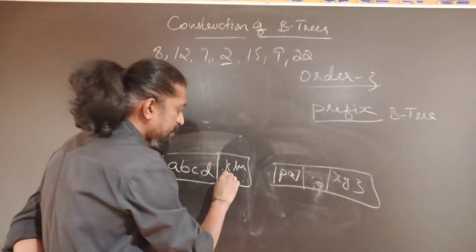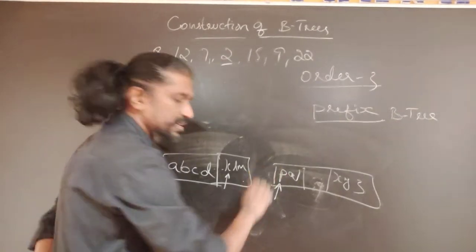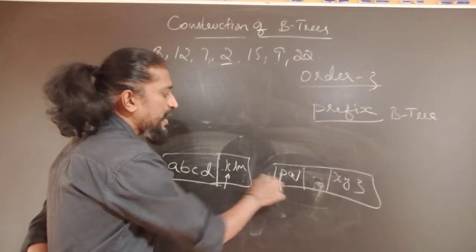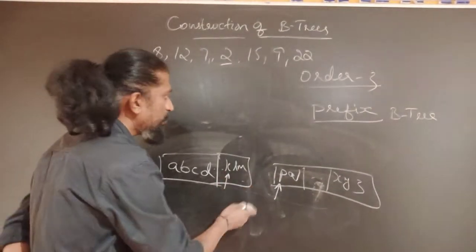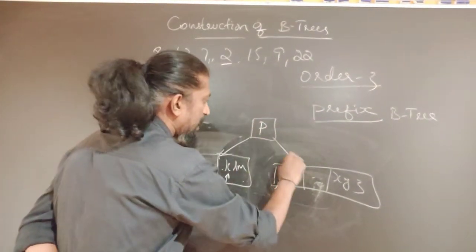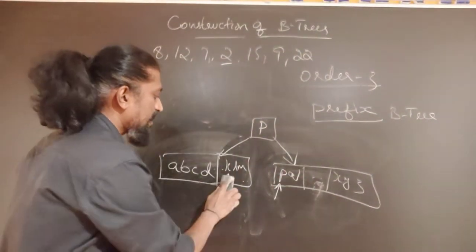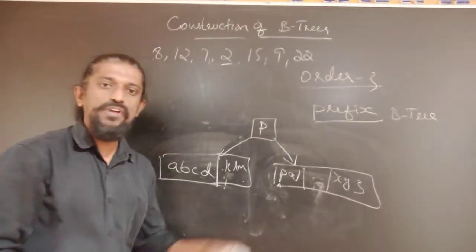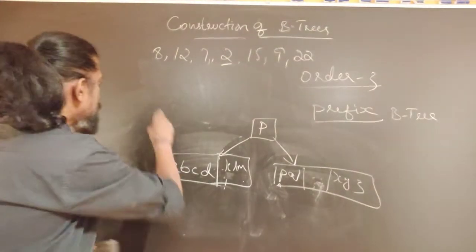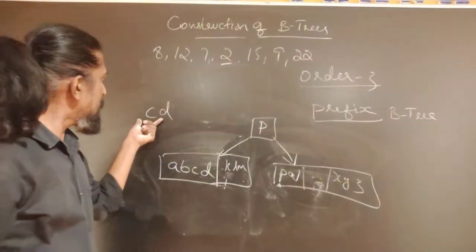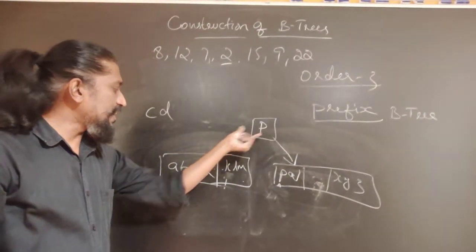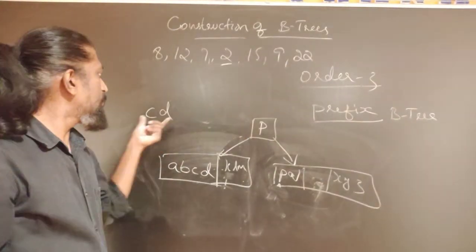Here the first character is K, the first character here is P. When we compare, we see that these two characters don't match. Since they don't match, P itself is sufficient for us to make a decision as to whether we have to go to the left or to the right in order to find the key that we are looking for. Say I am searching for some key CD. CD is less than P, C is less than P. Therefore, it tells me that I need to proceed to the left subtree to find the record with key CD.